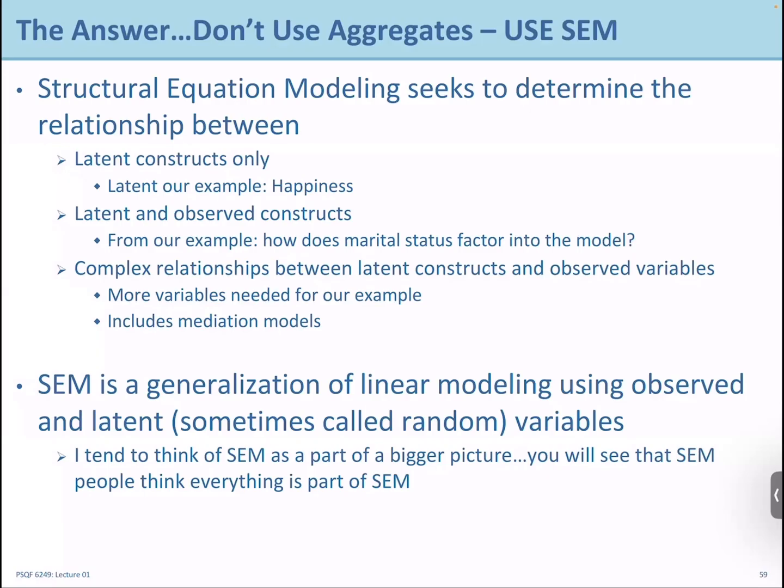So basically, anything that you could do in a linear regression is now part of that structural equation modeling umbrella. It's a generalization of linear modeling using observed and latent variables. And sometimes those latent variables get called random effects. It also overlaps highly with multi-level models. You can think of this example: I have 5 items nested within a person. So we have 5 responses nested within a single observation, like a multi-level model too.